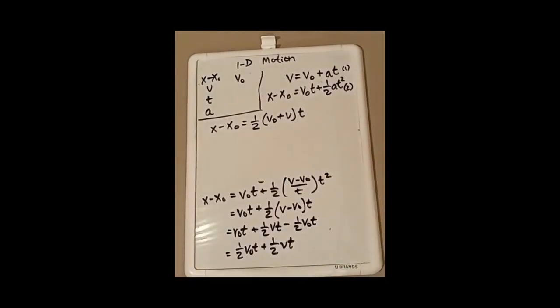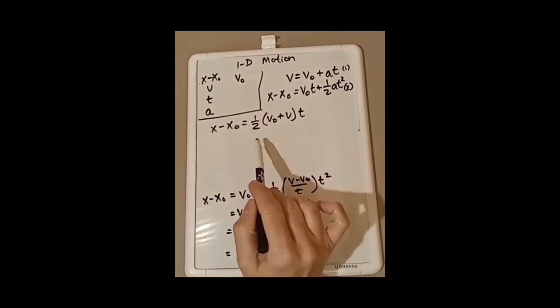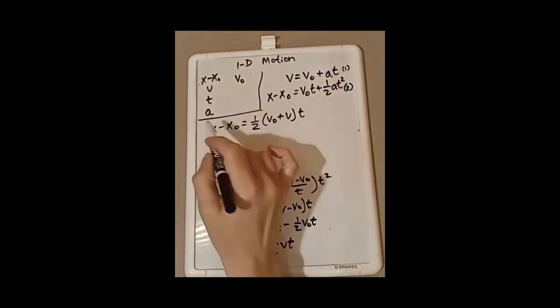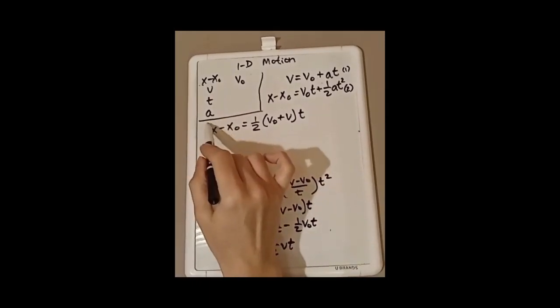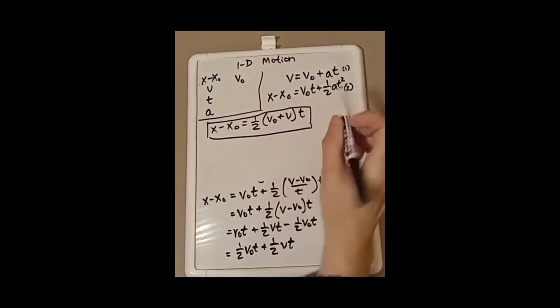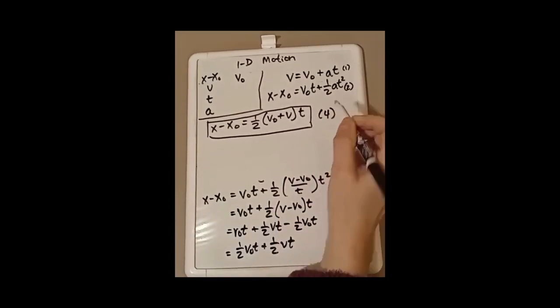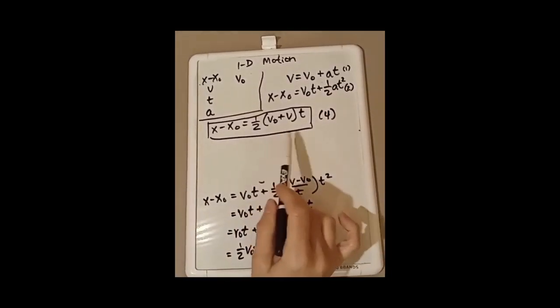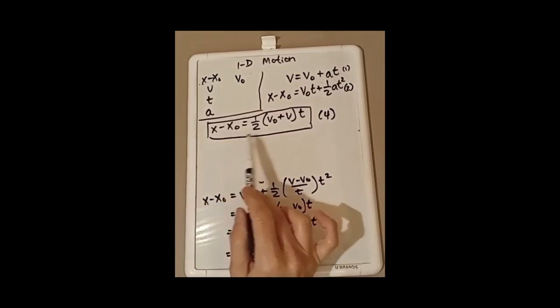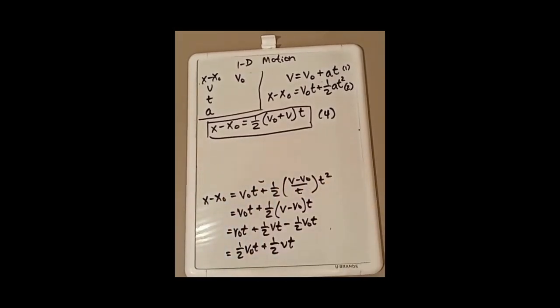But I'm going to leave it as written this way: 1/2 quantity v naught plus v times t. And that is another one of our 5 equations. That would be equation 4. So in this one we don't need acceleration. So we've got our quantity x minus x naught, v naught, v, t. Don't need to worry about acceleration.